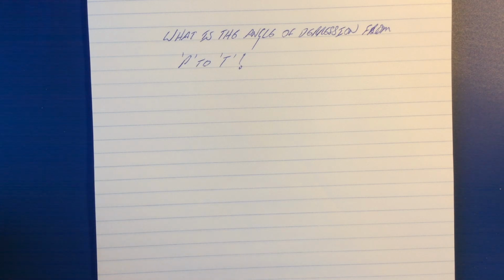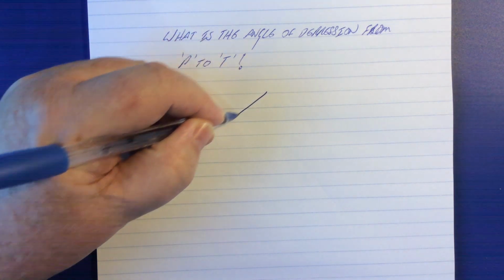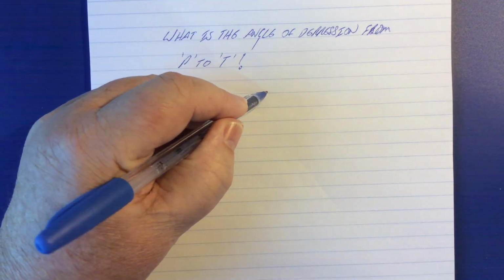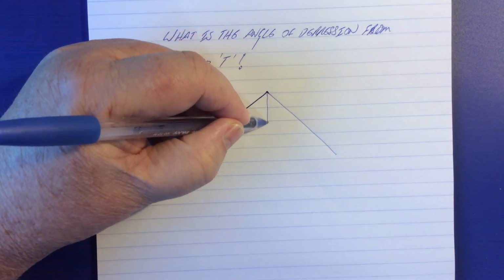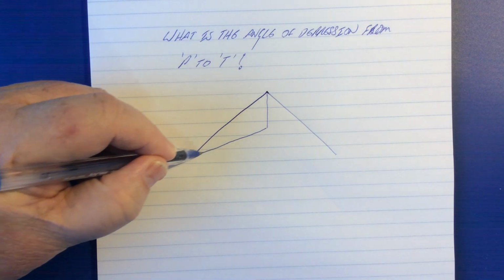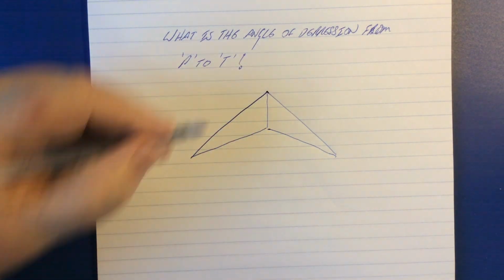Today we're trying to find the angle of depression from a point P to a point T, and we have a blank page. We have a blank page for a reason, and that is because I'm going to draw the problem, and as I draw the problem, I'm going to think about it. Now, this is a rough sketch of what you will have seen in the header.